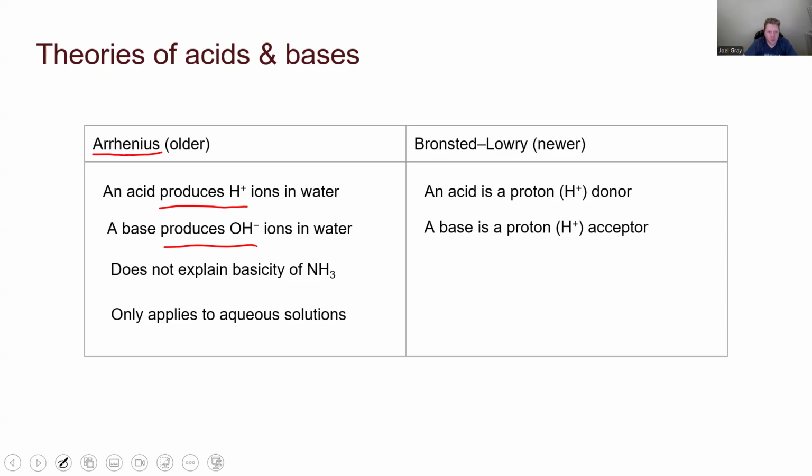Now, one of the challenges and limitations of these definitions is this does not explain the basic properties of all compounds. For example, NH3 is a base, but this Arrhenius definition doesn't address that, because if you added NH3 to water, you're not going to produce hydroxide ions. Now, this only applies to an aqueous solution.